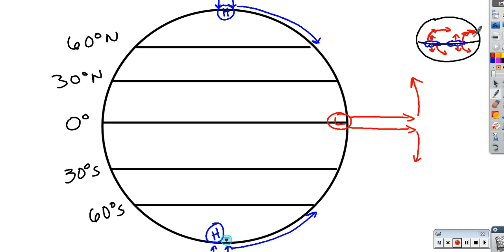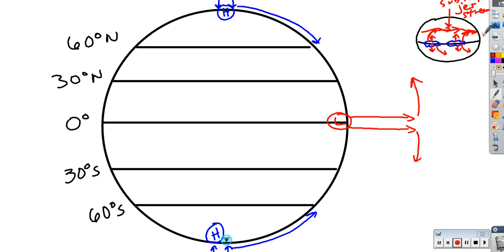This is aloft, and so this is where we form the subtropical jet stream. All right. So the subtropical jet stream is formed from some of the air getting affected by the Coriolis force and now drifting from west to east.